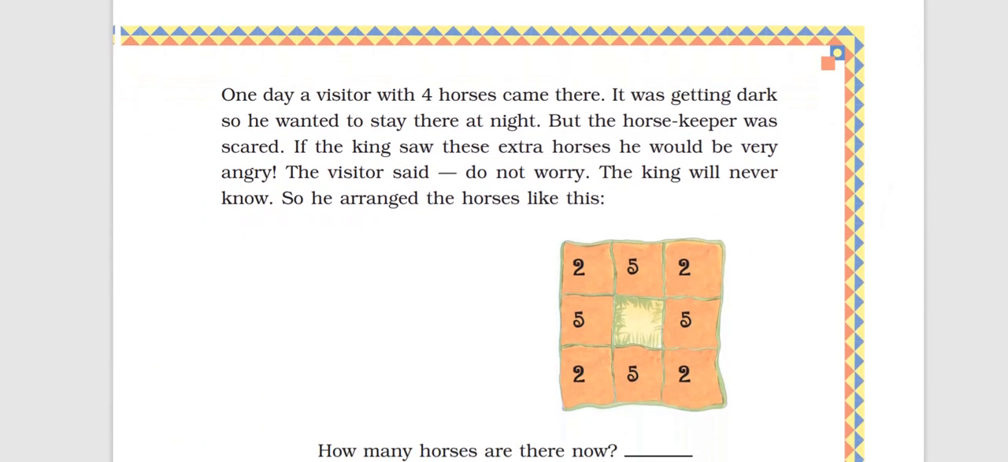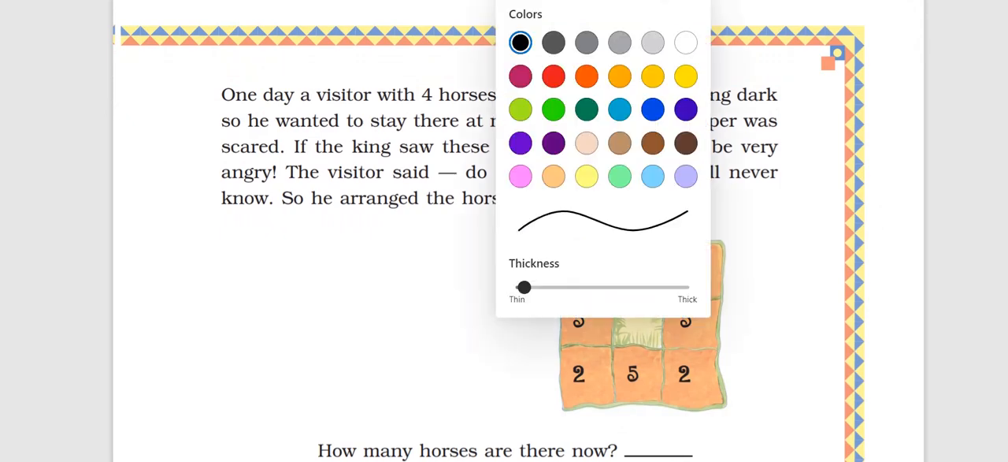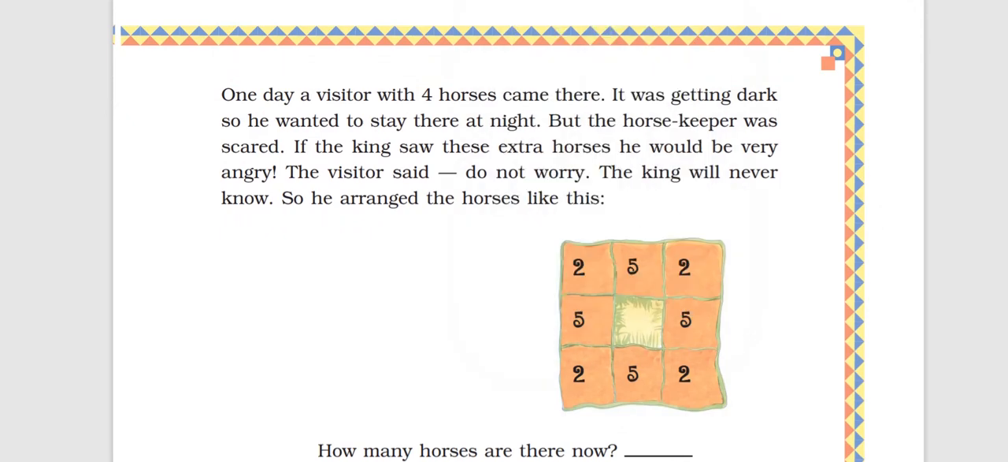One day, a visitor with 4 horses came there. And what did he do? It was getting dark, so he wanted to stay there at night. But the horse keeper was scared. If the king saw these extra horses, he would be very angry. The visitor said, "Do not worry, the king will never know." So he arranged the horses like this.